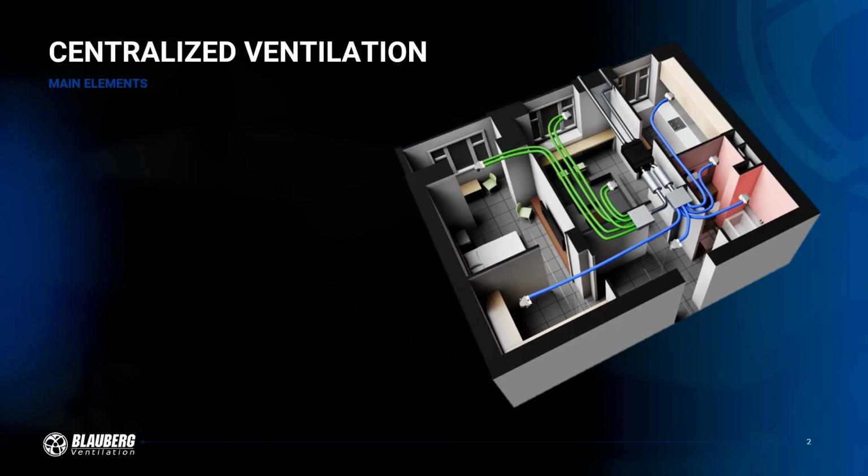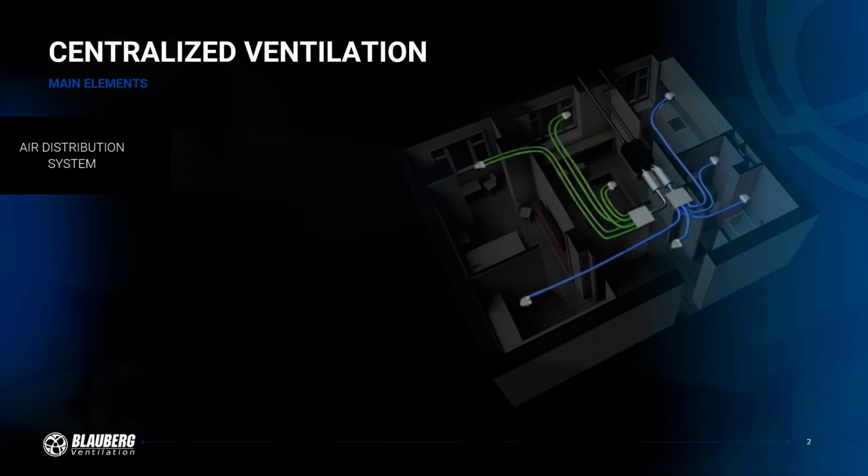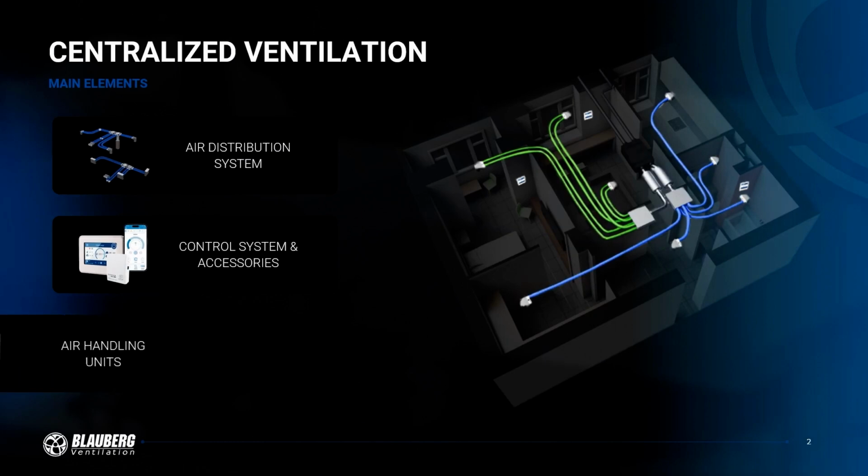a comfortable indoor microclimate. The key components of a centralized ventilation system include the supply and exhaust fan, the control system, and the air distribution system, ventilation ducts. All these components are available in our product range. Let's take a closer look at each of them.